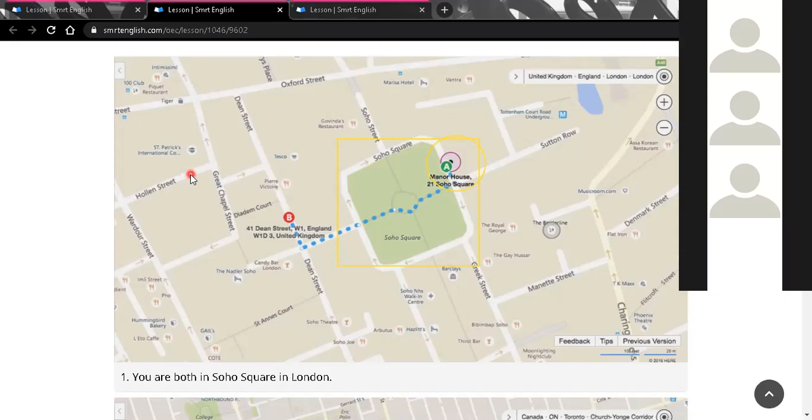Did you get lost, Guillermo? Okay, thank you. You're welcome. Okay, thank you guys. Okay, next map. Let me erase this.